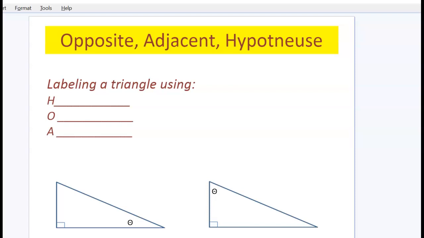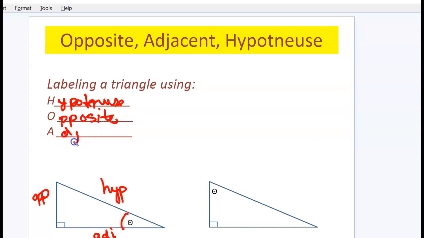We also have to refer to three sides of a right triangle as opposite, adjacent, and hypotenuse. And these are with respect to one of the acute angles. So for example, if we look at this acute angle here, the hypotenuse is always across from the right angle. The opposite side would be the side opposite the given angle. So this would be considered the opposite. And this side here would be considered the adjacent. So we have hypotenuse, opposite, and adjacent.